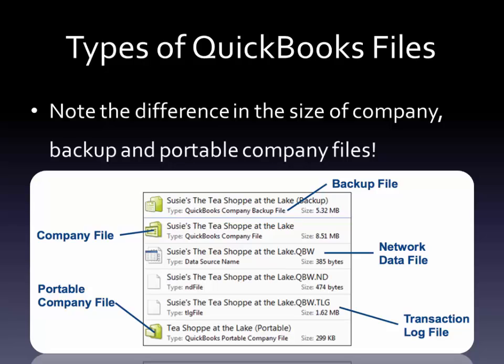They're all different sizes. What we want to make sure is we see the difference between a backup file, which is smaller, and a portable file, which is tiny. This is actually KB, which is much smaller. It takes 1,000 KB to equal 1 MB for any of us non-computer nerds in here. That's a kilobyte versus a megabyte.